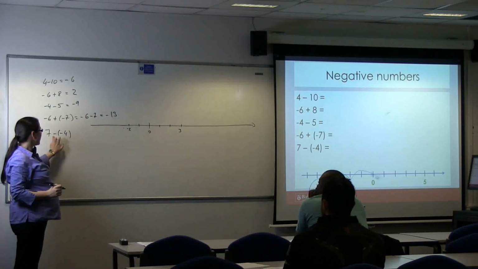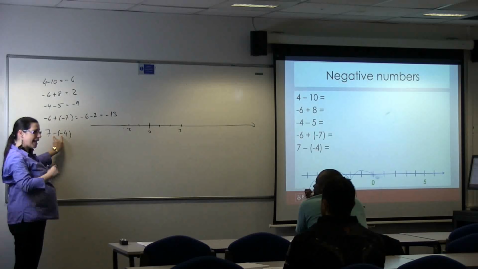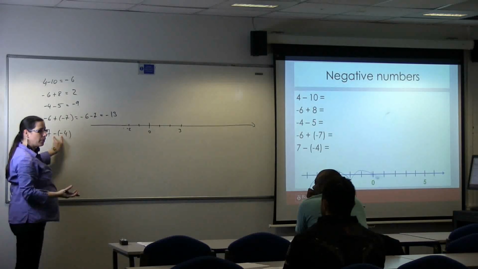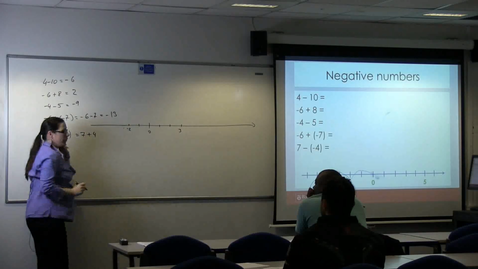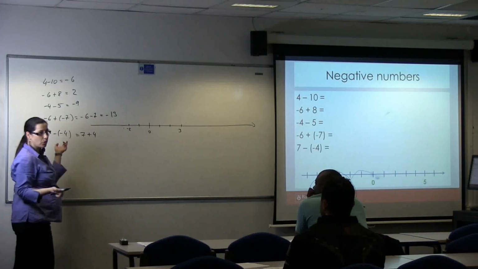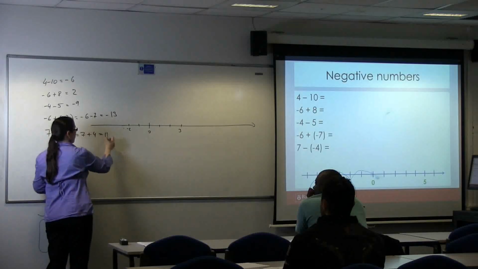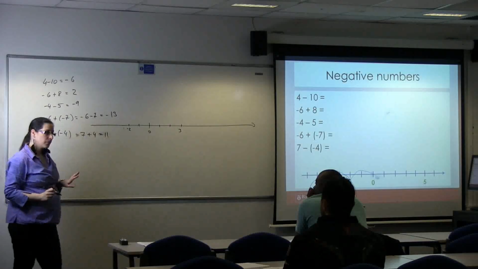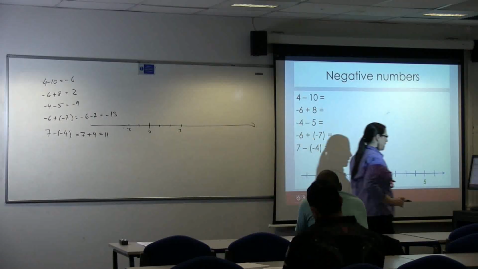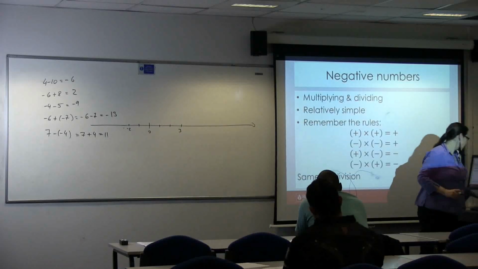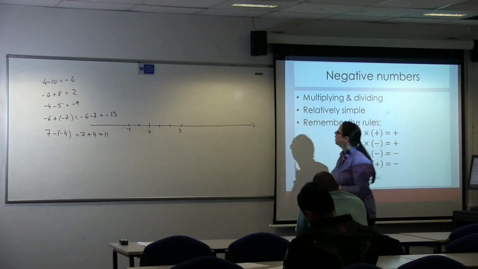When I have got a negative and a negative together, taking away a negative number is the same as adding a positive number. So that's just normal addition, and that gives us positive 11. Okay? Now, these ones should not be too complicated, but it does trip up people here and there.